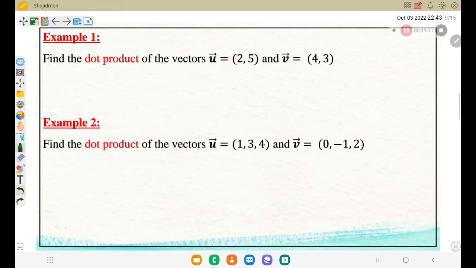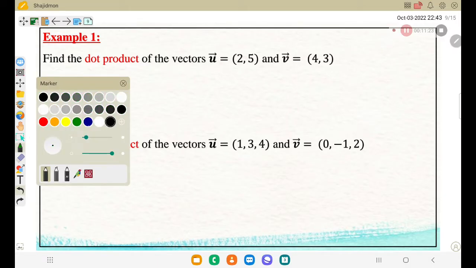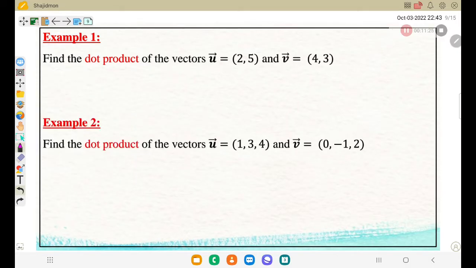Now we will go to the examples. First example. Find the dot product or scalar product of the vectors, vector u equals (2, 5), vector v equals (4, 3). We need to find the dot product. That means we need to calculate what is u dot v.